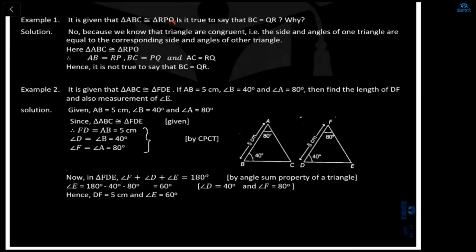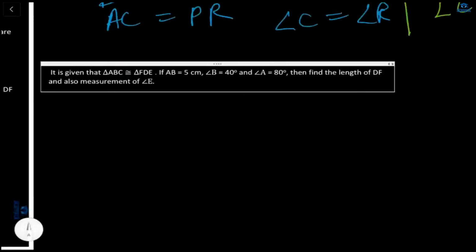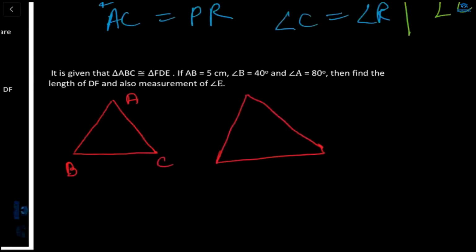Okay. Now, question number 2, you see. It is given that triangle ABC is congruent to triangle FDE. Again, let's draw the triangle. ABC is congruent to triangle FDE. Now it is written that AB is equal to 5 centimeter, angle B is equal to 40 and angle A is equal to 80 degree. Then find the length of DF, and the measure of angle E.